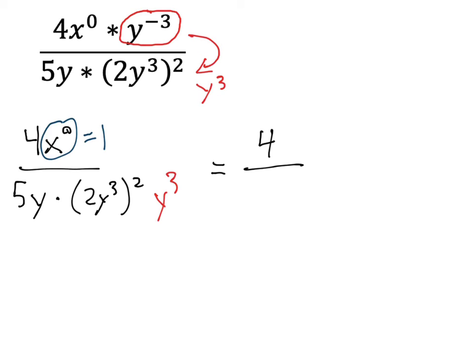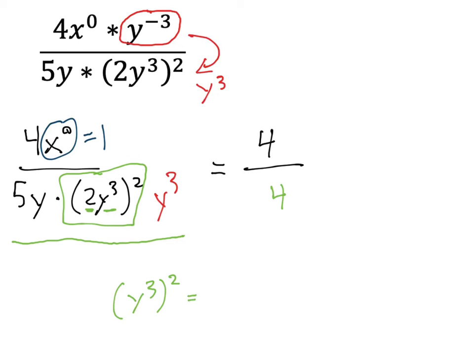Before we can multiply everything in the denominator, let's take care of just this part that's in the parentheses. If we distribute this exponent to the 2 and y to the power of 3, 2 to the power of 2 is 4, and y to the power of 3 to the power of 2 becomes y to the power of 6 using our power property where we multiply those exponents together.